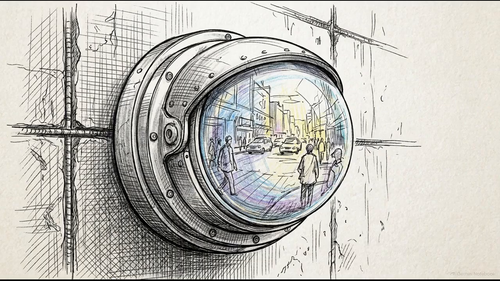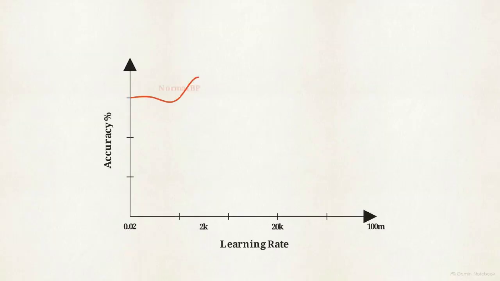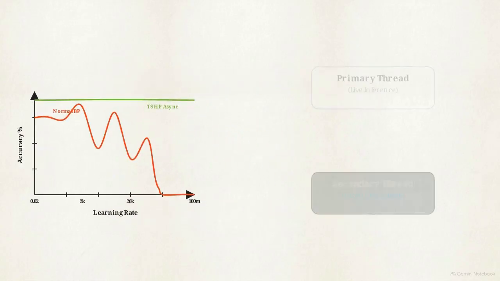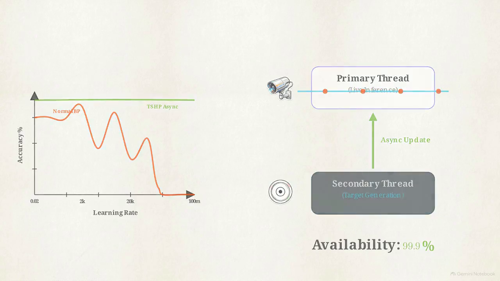Let's look at how this applies to specific hardware streams. A CAM1 profile handles high-resolution spatial data, typically used for frame-by-frame static visual classification. This graph plots accuracy versus learning rate for CAM1. Classical backpropagation fails, while tween split-head proxy async remains stable at peak rates. By offloading target generation to a secondary thread, the primary thread handles live inference. This pushes availability to near 100%.